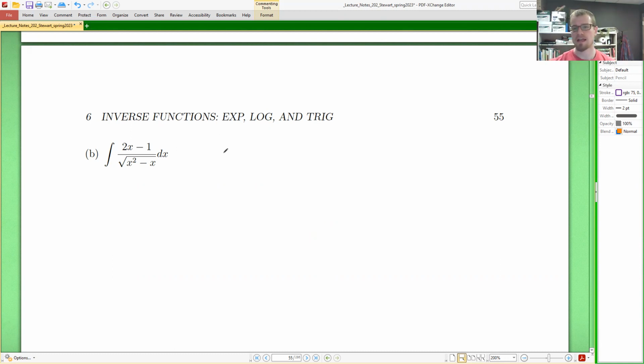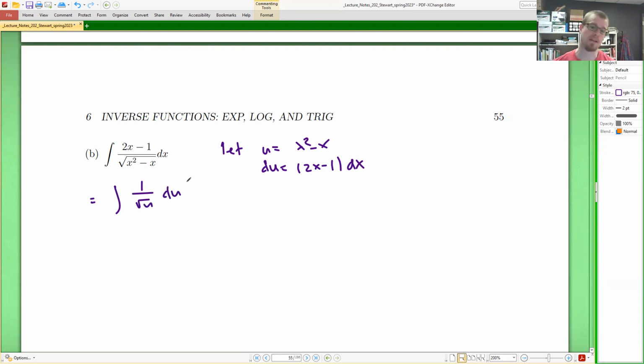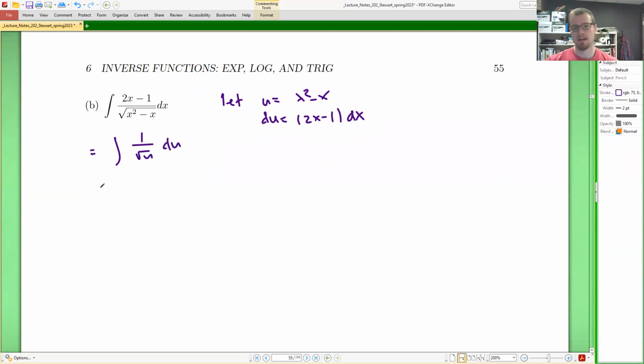However, we don't want to forget that in this case, if we let u be equal to x squared minus x, then du is 2x minus 1 dx, of course. And this is going to give us exactly the integral of 1 over square root u du, which does not require the methods that we looked at above.